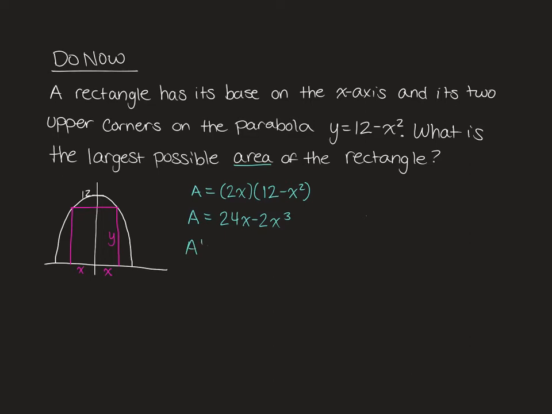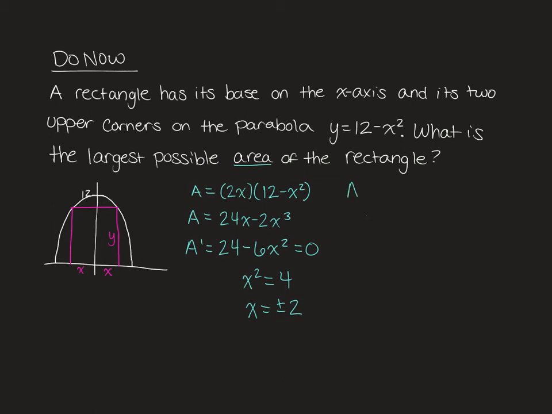And then if we take the derivative, that will give us 24 minus 6x squared. We need to set this equal to 0 again because we're finding the maximum area. So you will get x squared is equal to 4. So x is equal to plus or minus 2. So one of those values will give us the largest possible area.